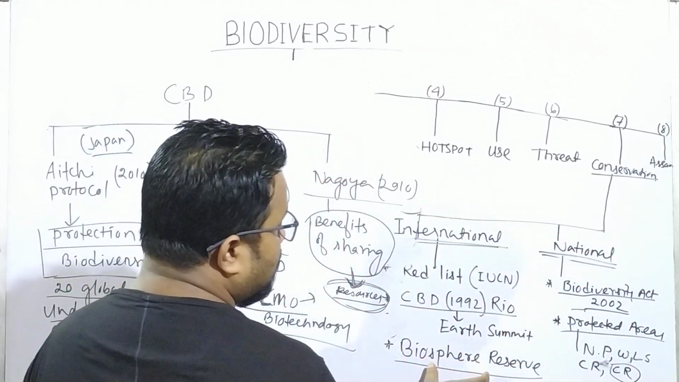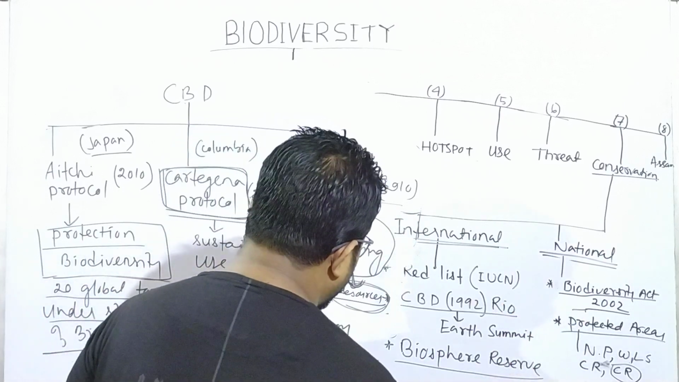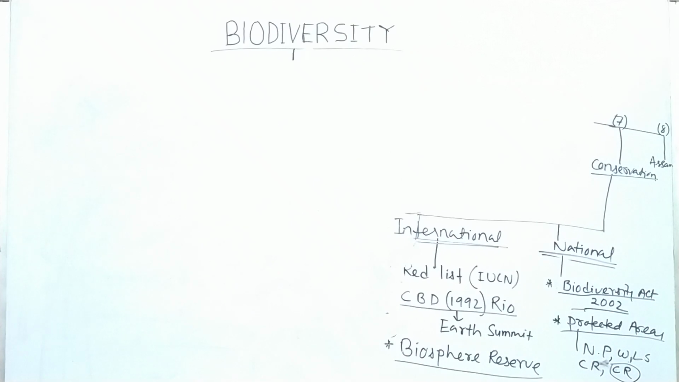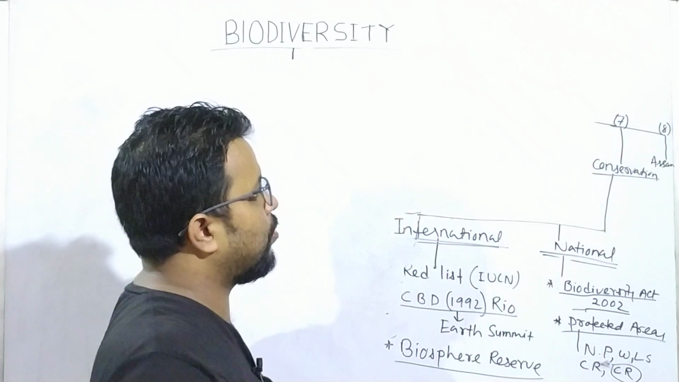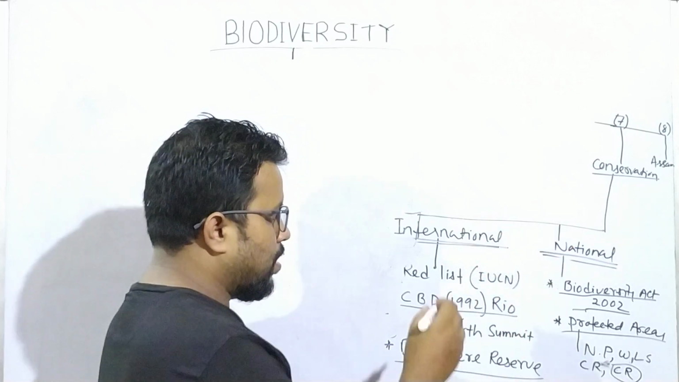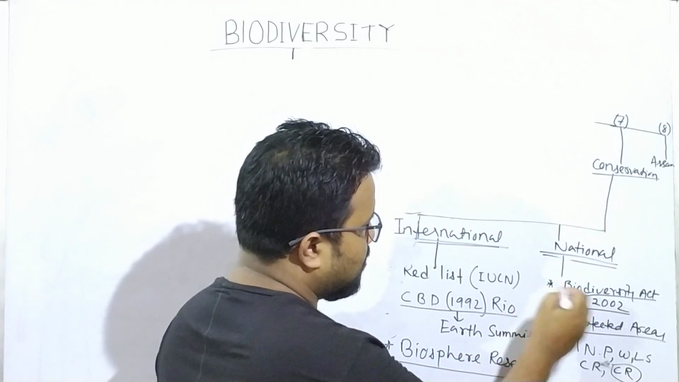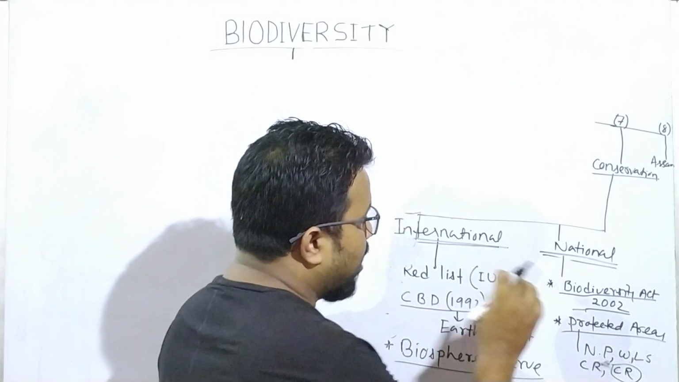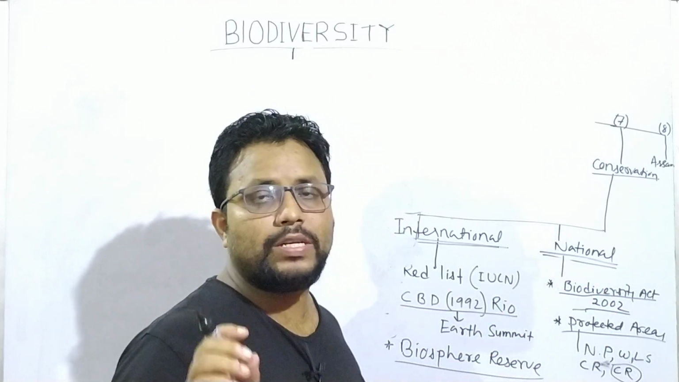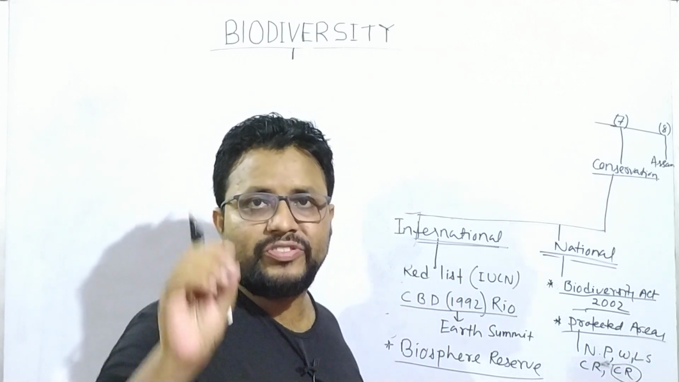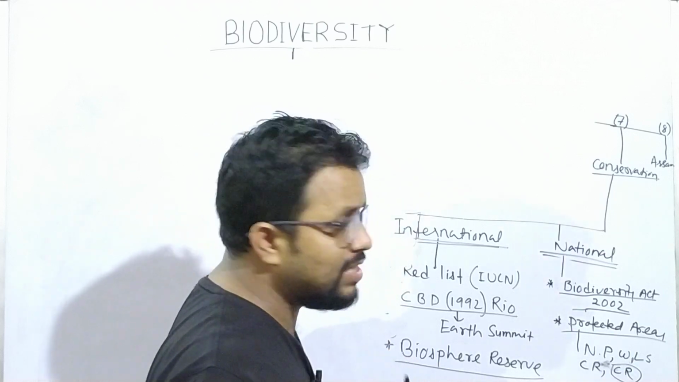I will deal with Biosphere Reserves a little later. Next one is the national measures for conservation of biodiversity. So first is what? The Biodiversity Act of 2002. So what happened? The Biodiversity Act of 2002 was enacted to implement conservation of biodiversity by providing three institutional structures at three different levels.